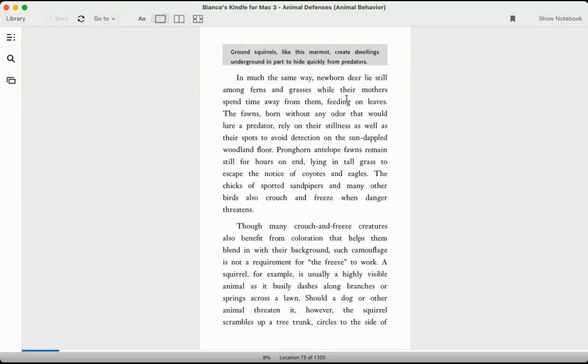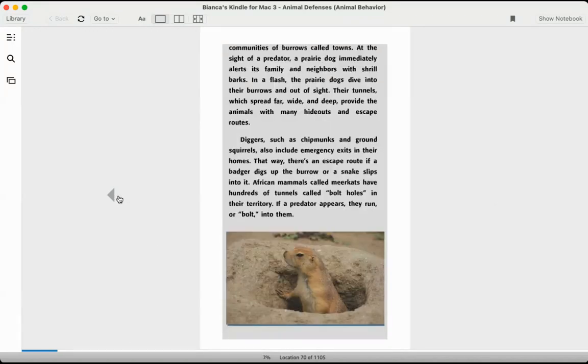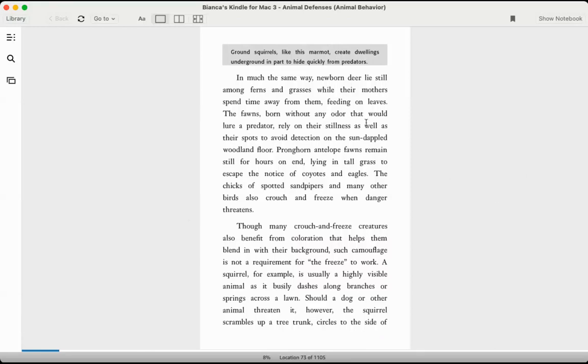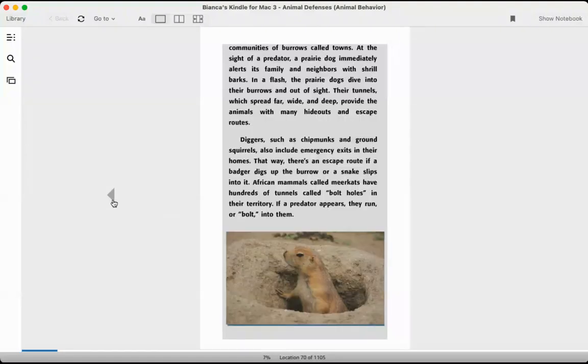Ground squirrels, like this marmot, create dwellings underground in part to hide quickly from predators. Oh, I guess this is not a prairie dog. Good thing I read the caption. This one's a squirrel. No, this one's a marmot. See, this is why you need to read again, you guys. Ground squirrels, like this marmot. Oh, a marmot is a ground squirrel. Okay. Create dwellings underground. So this is a dwelling.